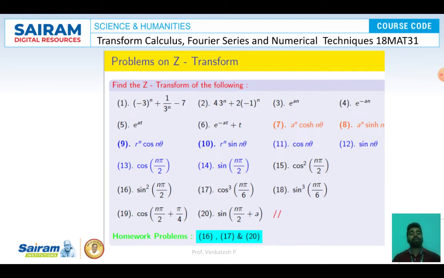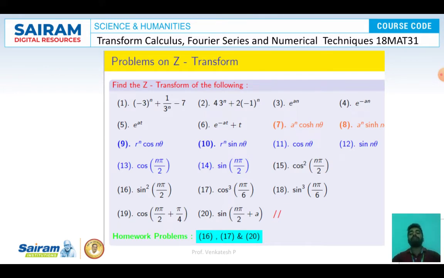So the first problem is (-3)^n + (1/3)^n - 7. Second one is 4·3^n + 2·(-1)^n. Third one is e^(an). Fourth one is e^(-an). Fifth one is e^(at). Sixth one is e^(-at) + t. Seventh one is a^n cosh(nθ). And eighth one is a^n sinh(nθ).